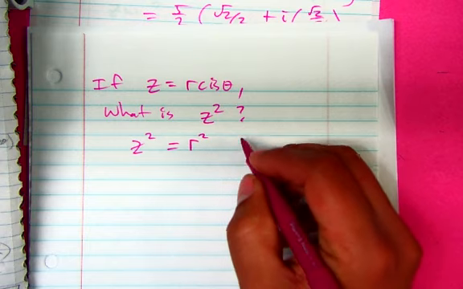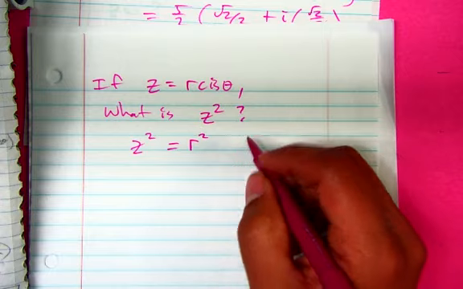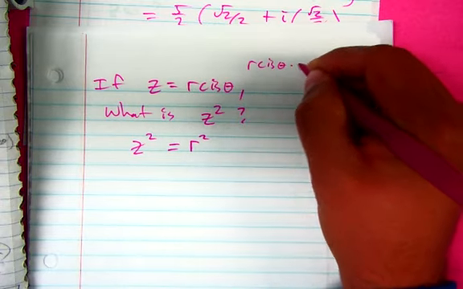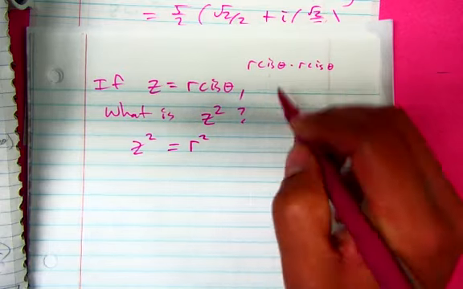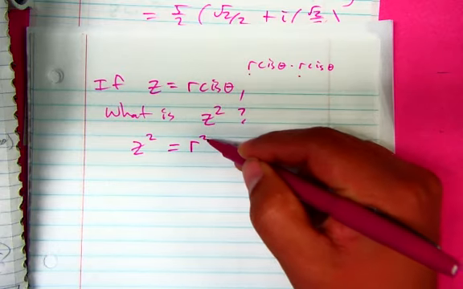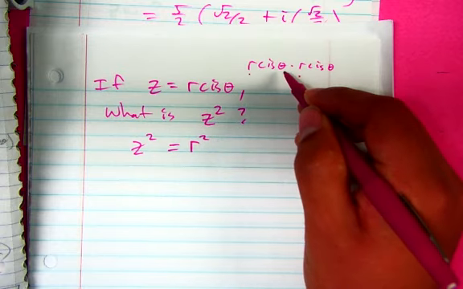Slow down. Nice try. What do we do when I'm multiplying z with z? So r cis theta times r cis theta. What do we do with the radii? We multiplied them, so that's where the r squared comes from, right? And what did we do with the two angles in the formula when we multiplied? We added them.